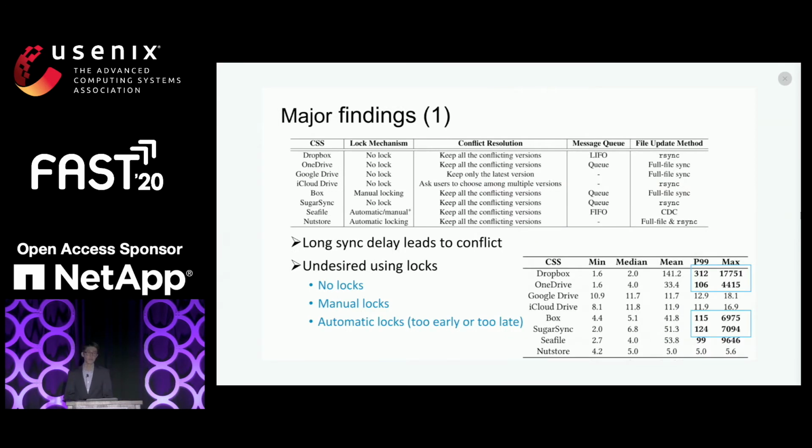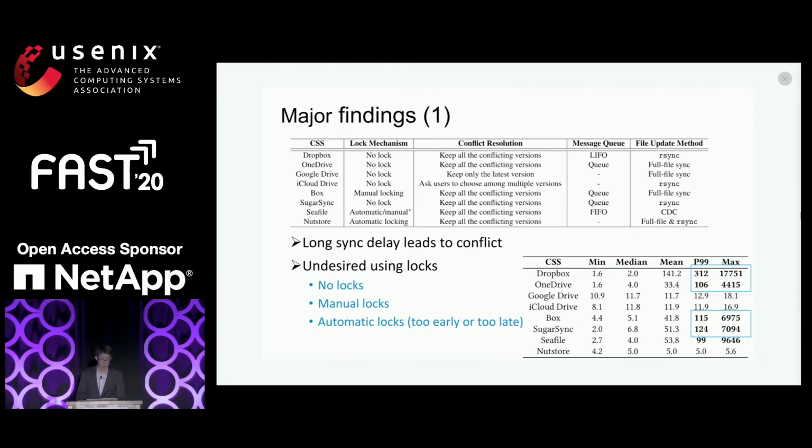So we listed our major findings here. First of all, we found that sometimes the synchronization delay might be very long, up to hours. This long-tail synchronization delay sometimes will break the time order among file uploads, which will lead to conflicts. The second thing is that we found 5 of the cloud storage systems never use any form of lock, and users who are using these products will easily have conflicts.